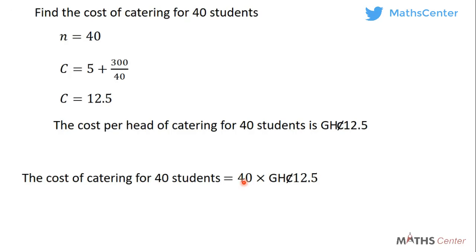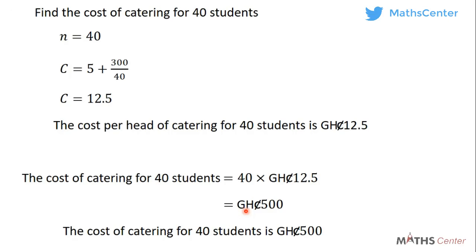12.5 times 40 will give us 500. So that means that the cost of catering for 40 students is 500 Ghana cedis.